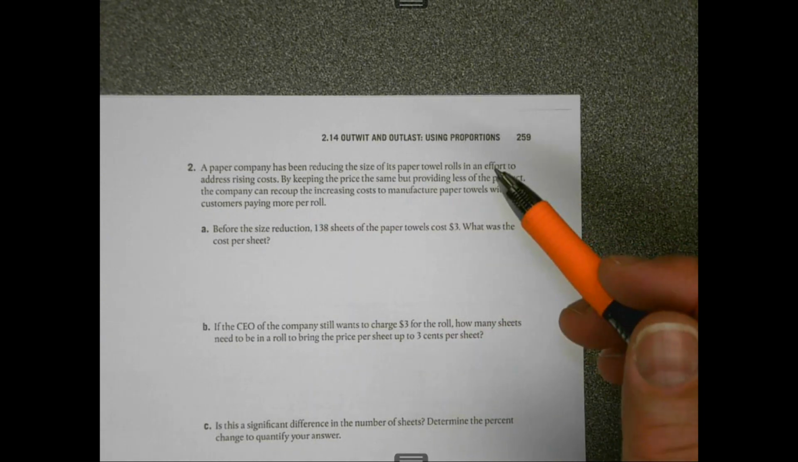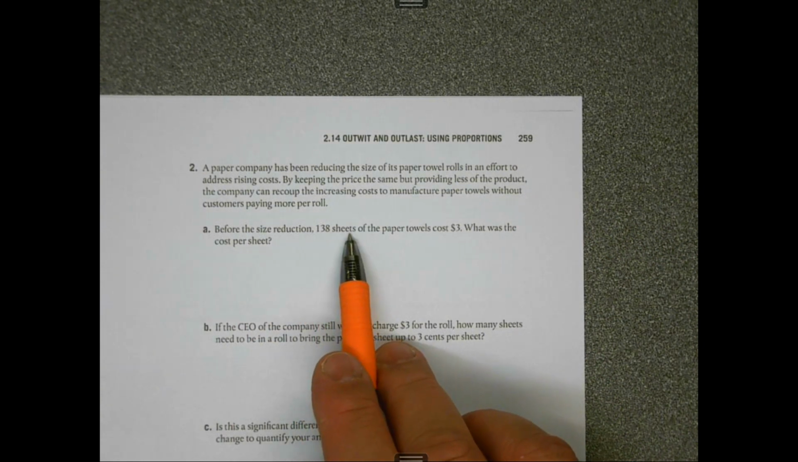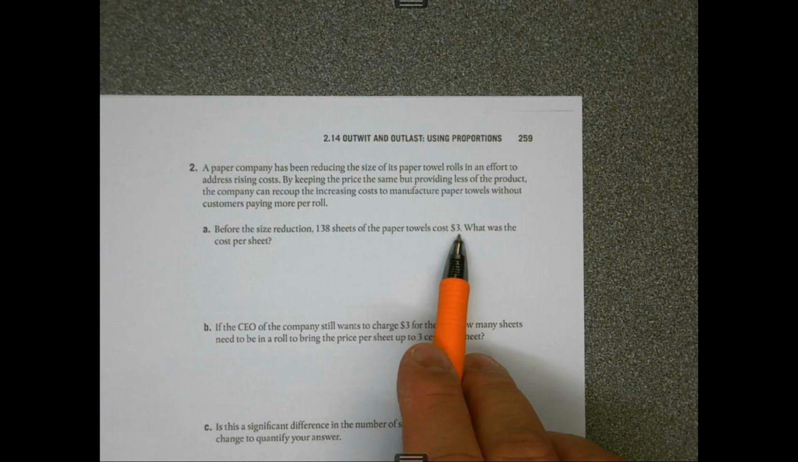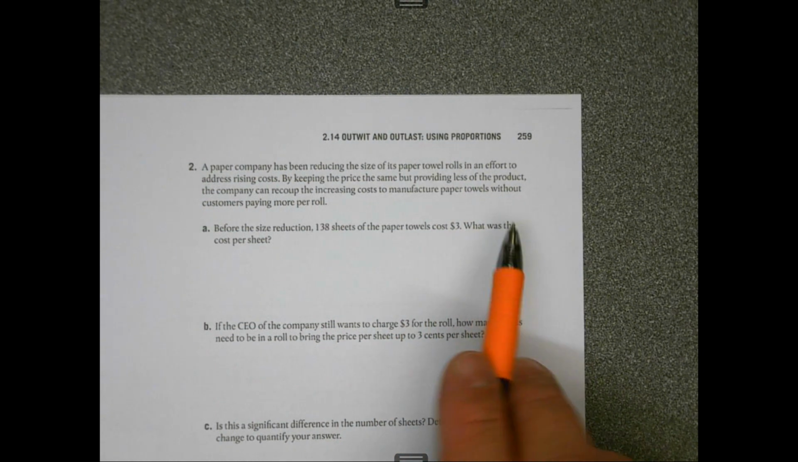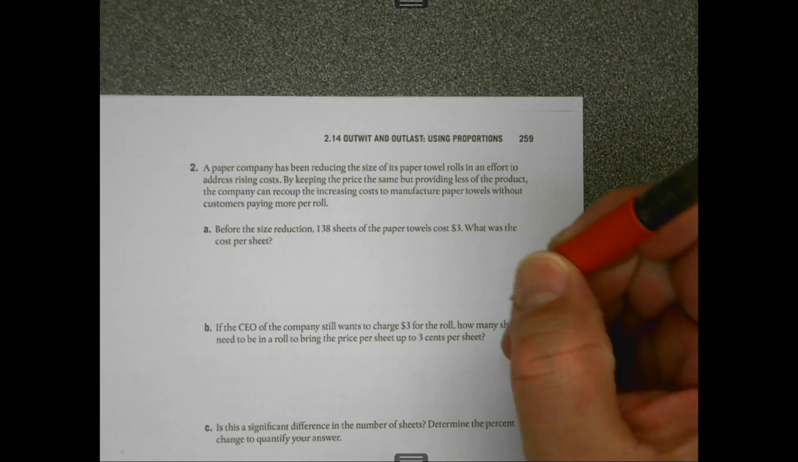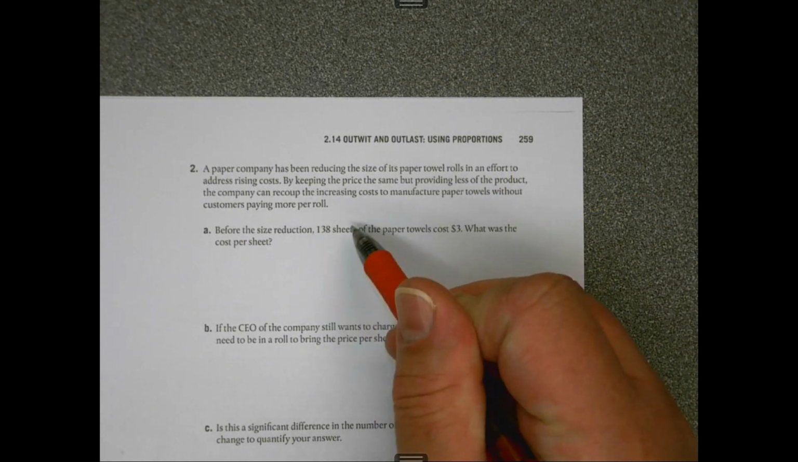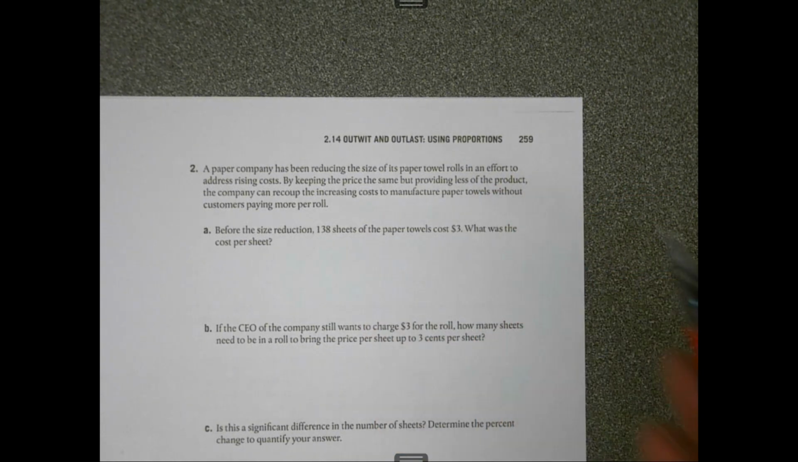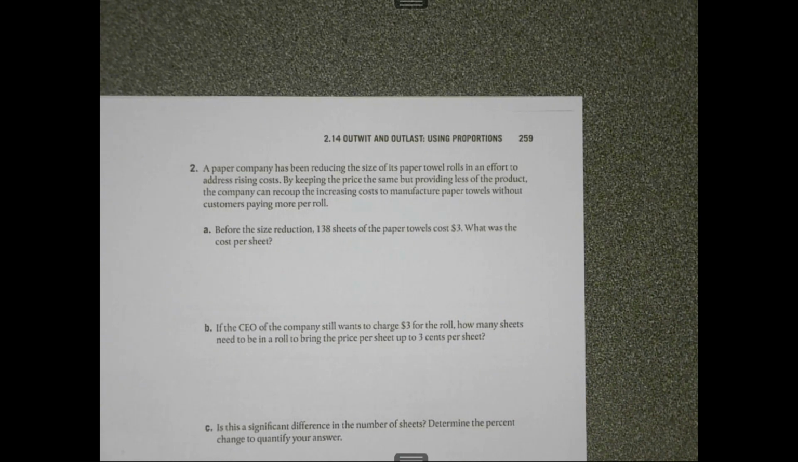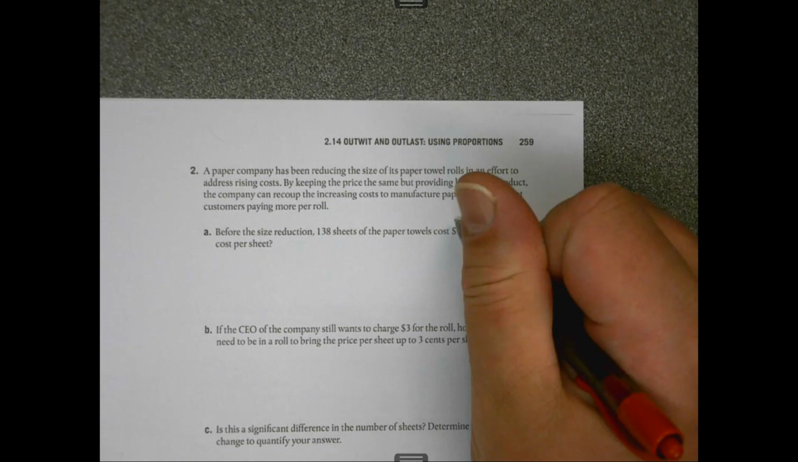Now, one thing I'm going to do here is change my dollars to cents, because I know that a sheet of paper towel is not going to cost $1. I don't want to be dealing with fractions or decimals. So I'm going to take this $3 right off the bat and make that 300 cents, just because I don't want to work with decimals and fractions.